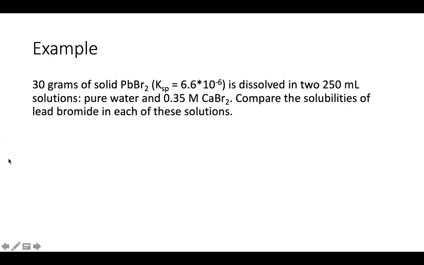Let's look through an actual example that mathematically proves this. We're going to investigate the solubility of lead bromide in two different 250 milliliter solutions, pure water and calcium bromide. Both solutions have the same volume, and in both we're adding 30 grams of our solid. The KSP in both solutions is constant: 6.6 times 10 to the negative 6.